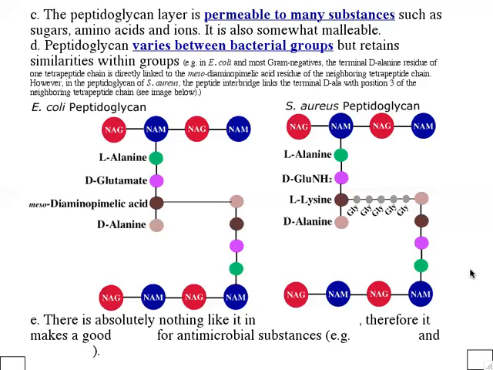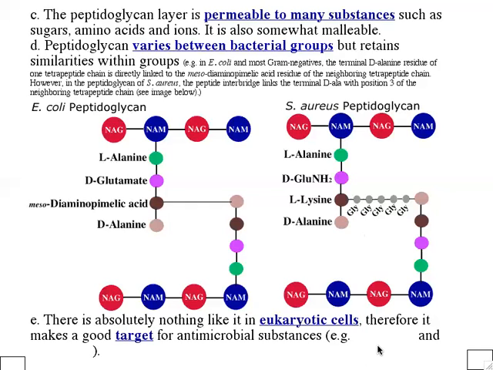So we also recognize the differences between bacterial groups. We've just been discussing that and how some of them have that direct link. Some of them have that pentaglycine bridge. The pentaglycine bridge is typical of gram-positives. And we also mentioned there's absolutely nothing like this in eukaryotic cells. So as we return back to that, Carolina, what would be a huge application of knowing that we have no peptidoglycan, but bacteria do? What could we design? Help her out.